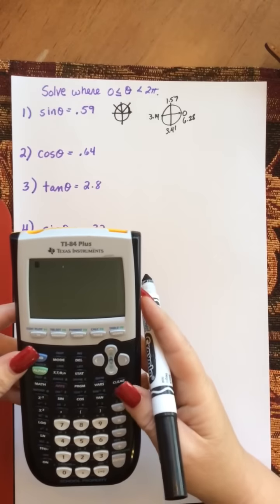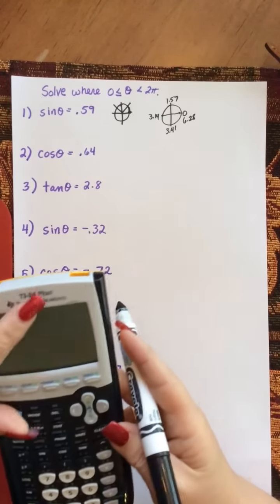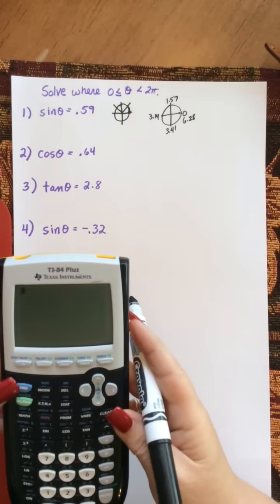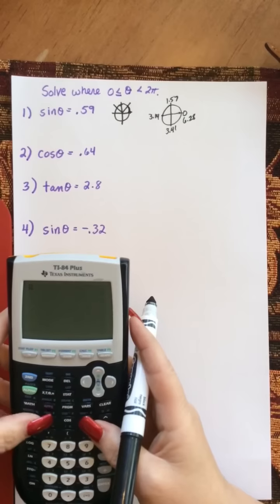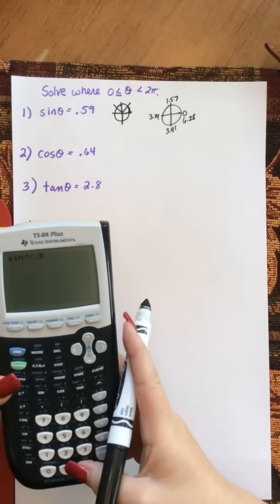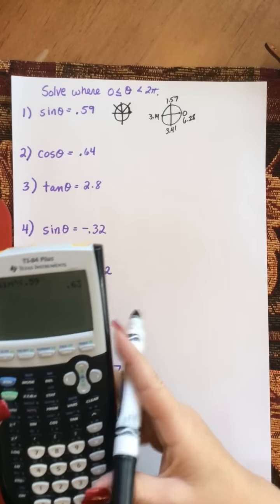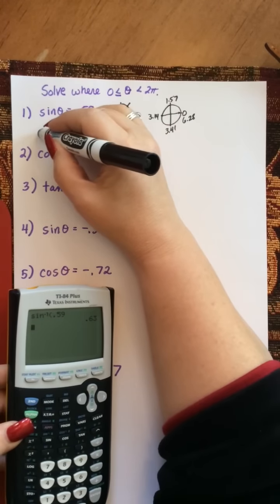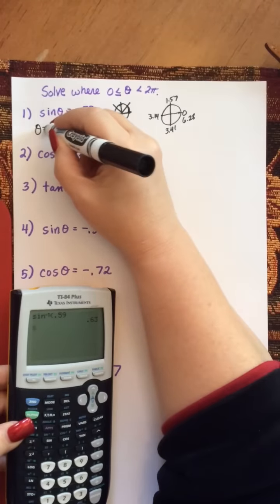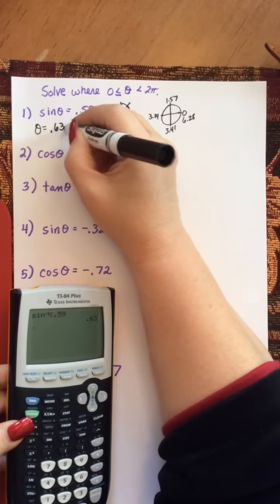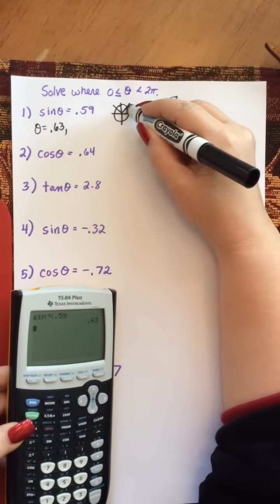Turn my calculator on. You're always going to use second when you're trying to find the angle. What I'm trying to find is the angle. So I go second sine 0.59. The second is like the angle finder button, okay? And it tells me 0.63. So theta is equal to 0.63. So that's this answer right here.